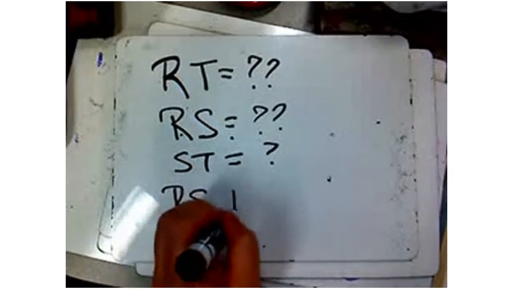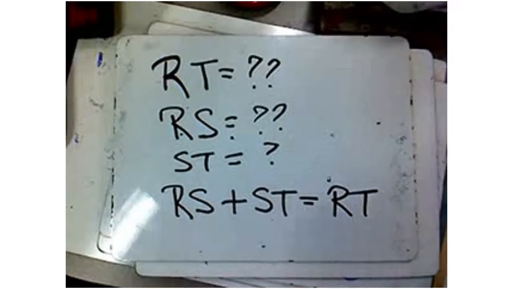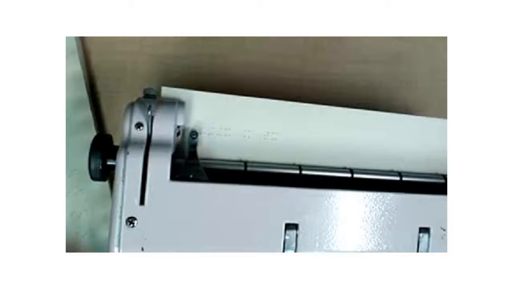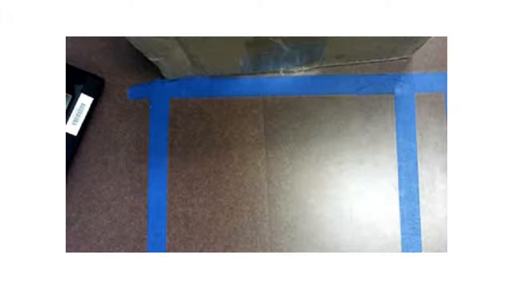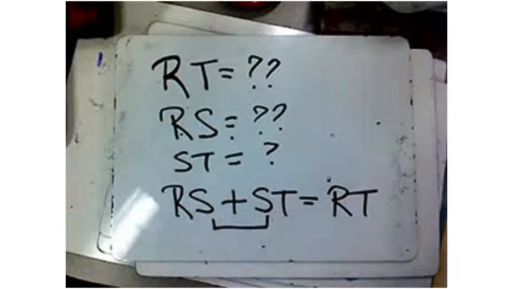We first have to figure out the point of betweenness. What's your point of betweenness? S. Good. So how would you set up your equation of betweenness? Remember that the point of betweenness is going to be on either side of the plus sign. RS plus ST equals RT.